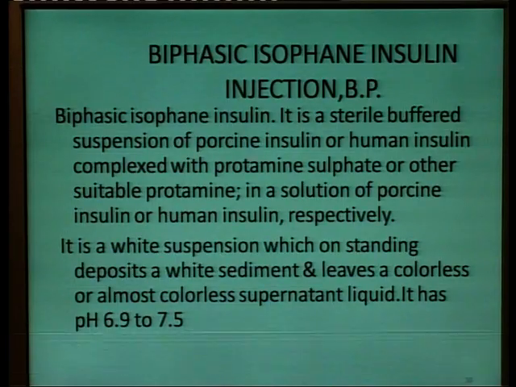Biphasic isophane insulin injection, official in BP. Another common name, biphasic isophane insulin. It is a sterile buffered suspension of porcine insulin or human insulin complexed with protamine sulfate or other suitable protamine in a solution of porcine insulin or human insulin respectively. It is a white suspension which on standing deposits a white sediment and leaves a colorless or almost colorless supernatant liquid. pH 6.9 to 7.5.